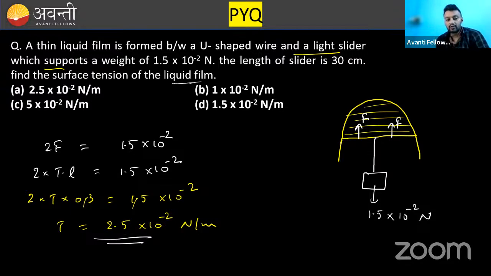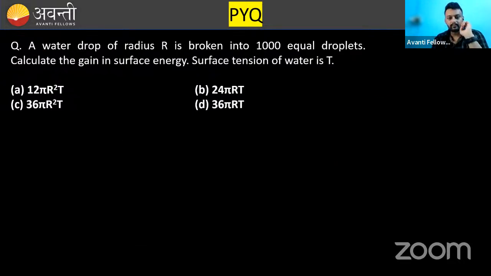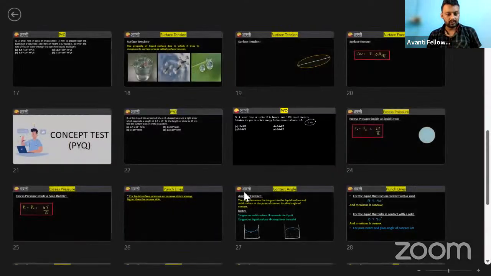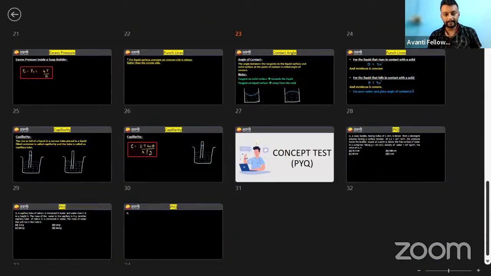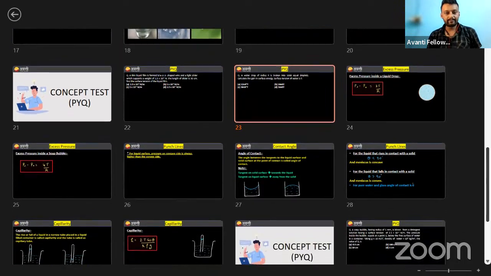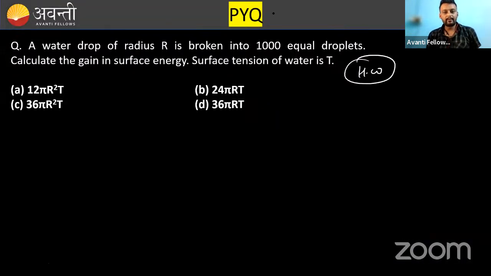What's more important here to learn is why 2F is used. Because there are two surfaces. Each surface will exert a force F, then two surfaces will exert a force 2F. Is this question clear? Solve this question as homework. And I will see you in the next class. Till then, bye everyone.